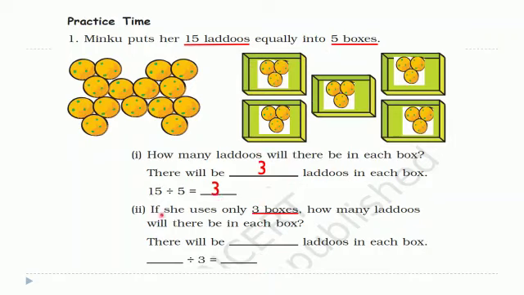Now see, suppose it is given opposite. There are 3 boxes and 15 laddus. So how many laddus will there be in each box? Now 3 boxes are there. So there will be dash laddus in each box. So actually what we do? We do 15 divided by 3 because there are 15 laddus and 3 boxes. So 15 divided by 3, what do we get? We get 5. So there will be 5 laddus in each box.